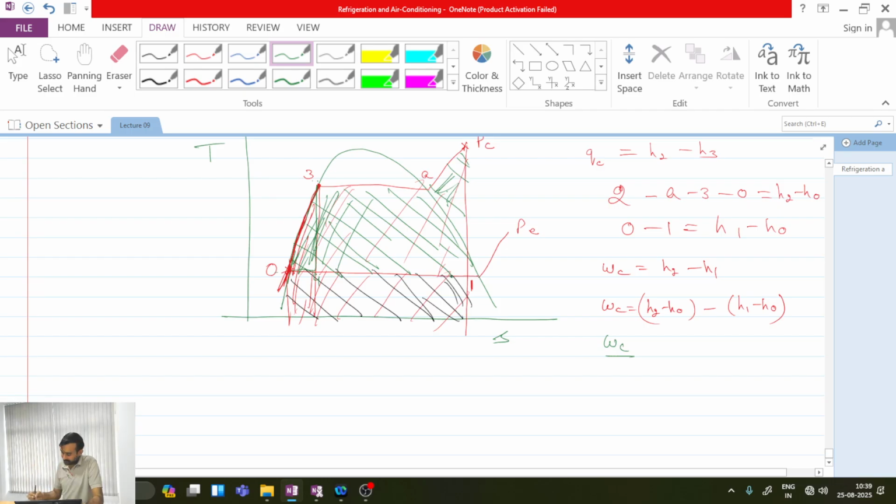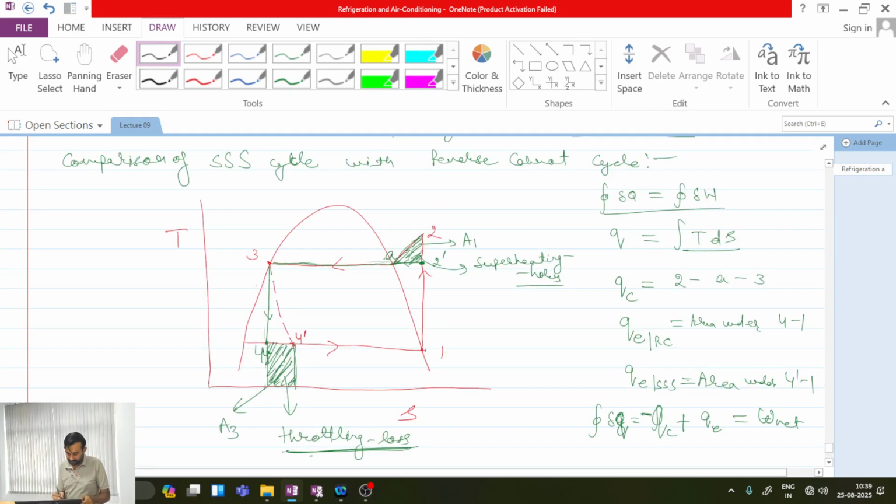So I can say that if I call this particular area, which is from 0 to 4 to 3, as nothing but my A2, then by comparing this figure and the previous figure, I can say that if this area is A2, then A2 is equal to A3. All are clear with this point or not? Is it clear? A2 is equal to A3.